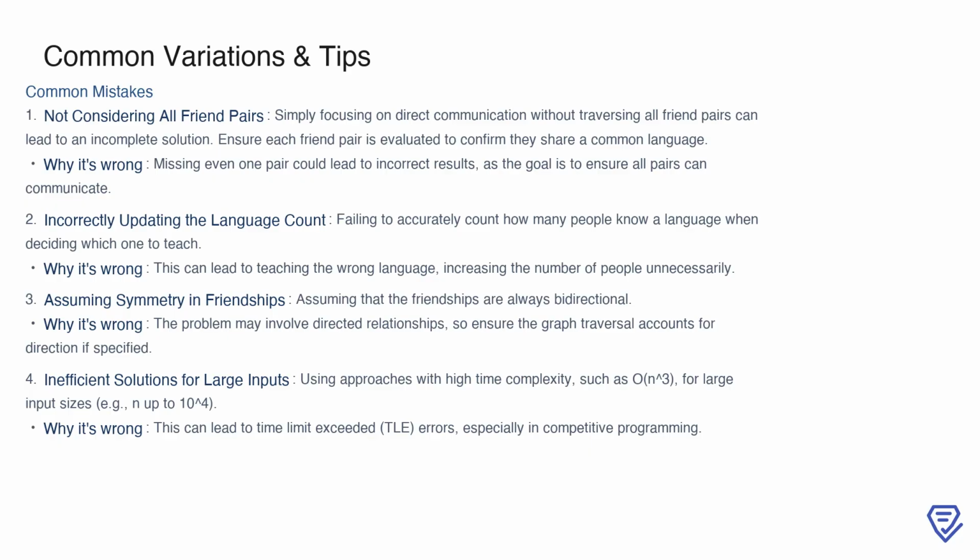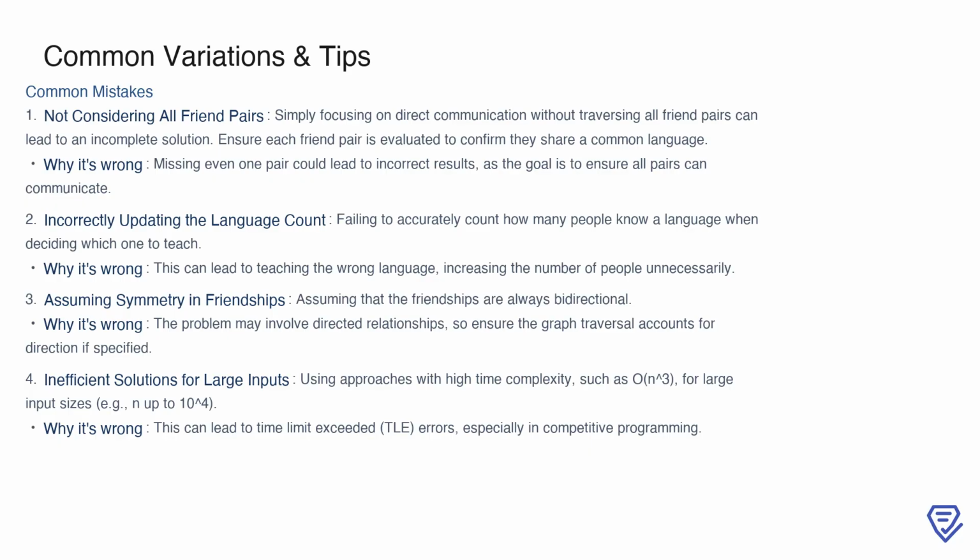When deciding which language to teach, you need to precisely track how many people already know each language. Incorrect counts can lead to the wrong language being chosen, which increases the number of people that need to be taught unnecessarily. Additionally, assuming symmetry in friendships can lead to trouble. While many problems involve bidirectional relationships, this one may include directed friendships, so make sure your graph traversal respects the given directionality if it's specified.